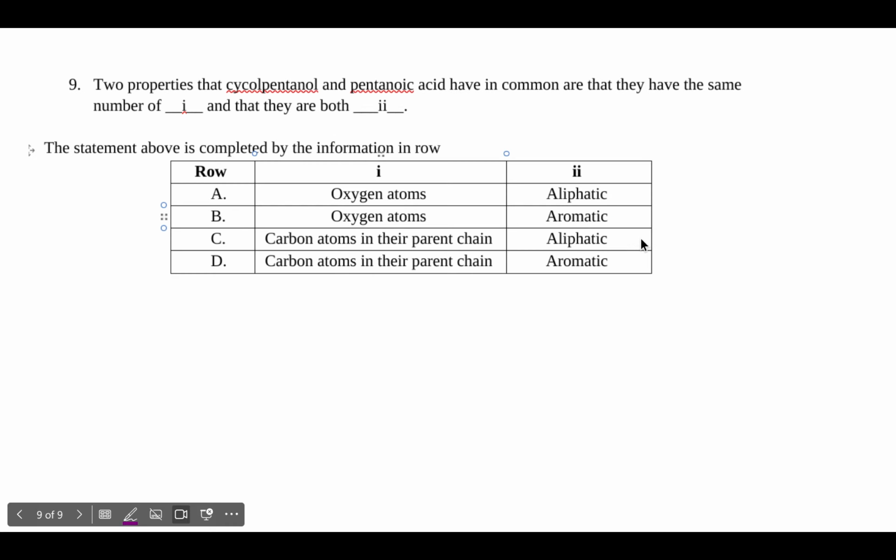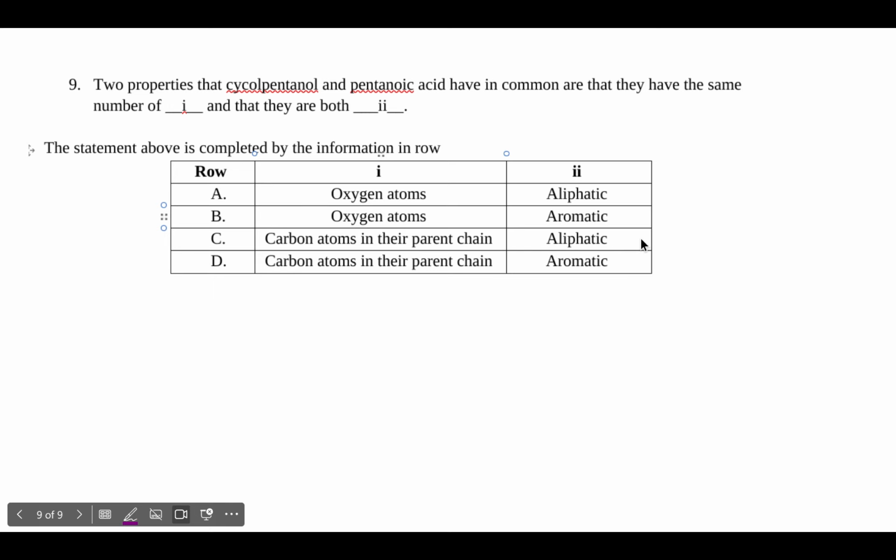Okay, so here is our last one. 2 properties that cyclopentanol and pentanoic acid have in common are that they have the same number of blank and they are both blank. So when I'm doing this question, it might help to draw it. If it helps you, draw it. If it doesn't, then don't.